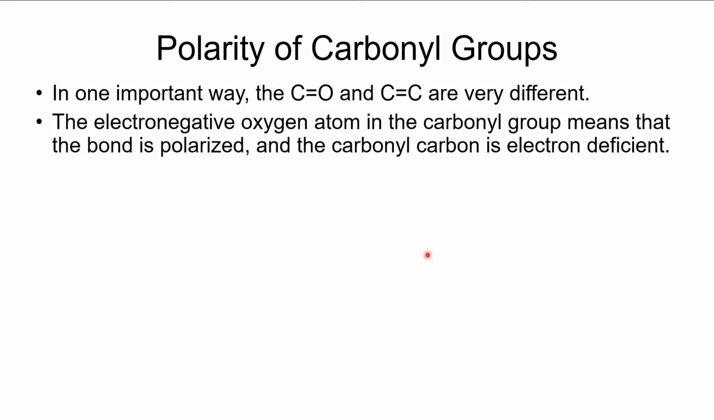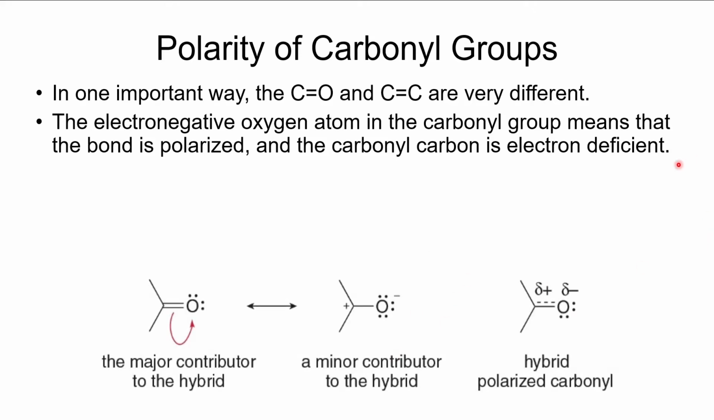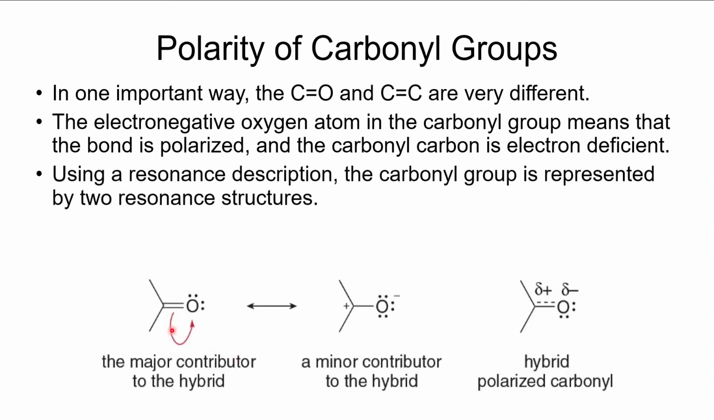So the very electronegative oxygen atom on the carbonyl means that it is a polar bond, and the carbonyl carbon is very electron deficient. When we draw the resonance structures, we'll see that there are two resonance structures we can draw for every carbonyl. One has the double bond between carbon and oxygen, and in the other we kick out that pi bond to the oxygen, and we end up having a negative charge on the oxygen and a positive charge on the carbon. Now, the major contributor is the one with the double bond because it gives everything an octet.